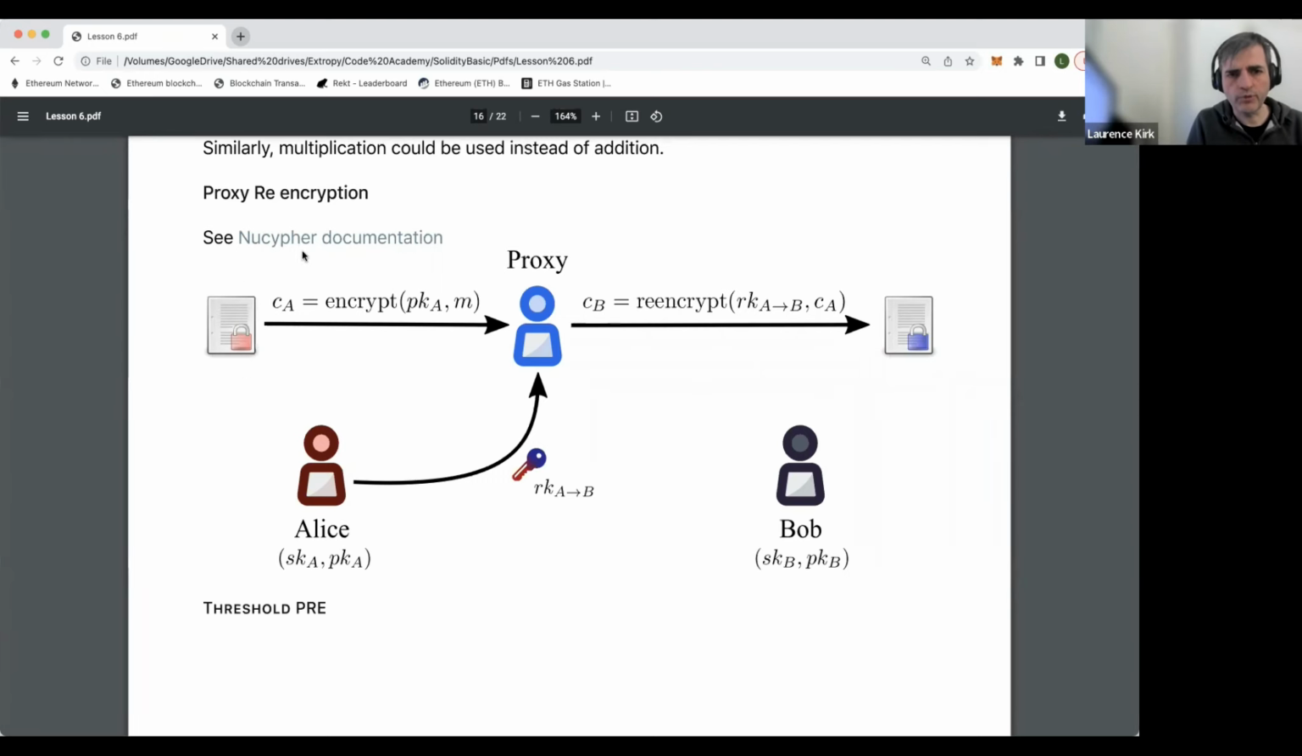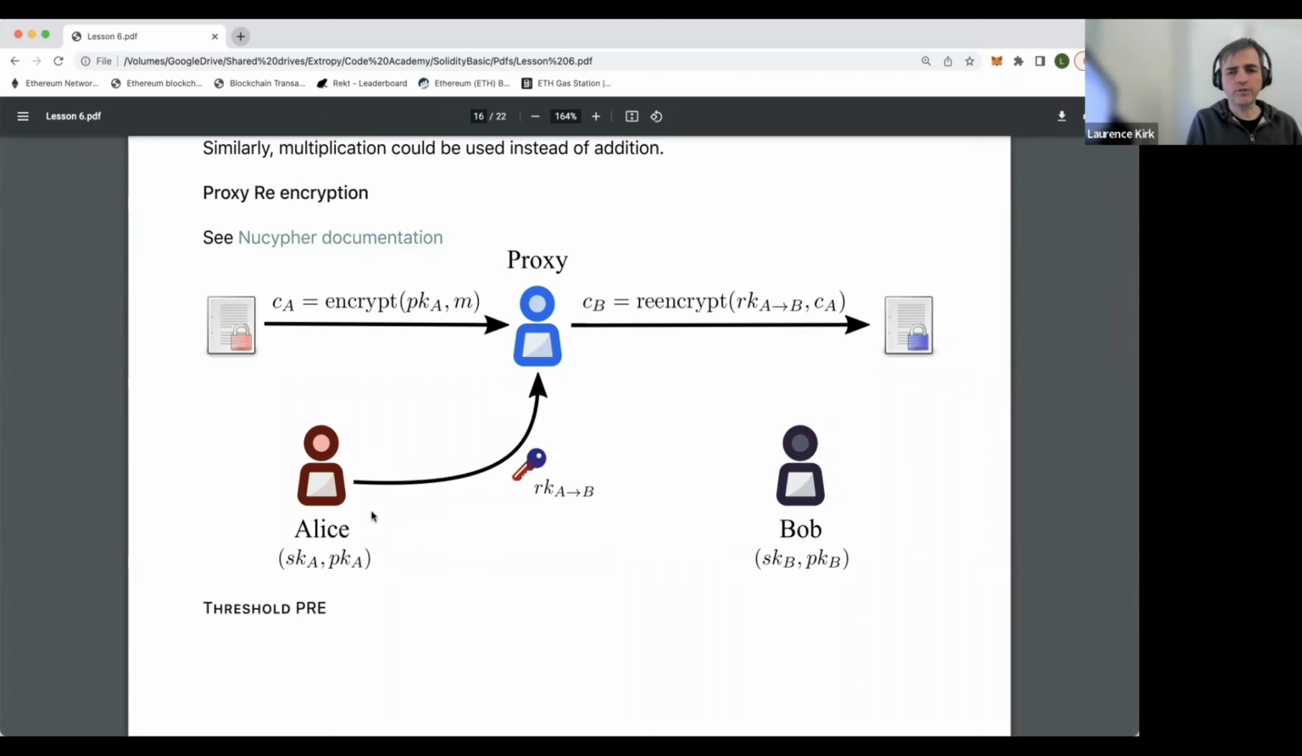So what proxy re-encryption allows Alice to do is that she can encrypt the data with her public key, so that only she can read this. She can send this encrypted data off to a third party, a proxy. And this third party, the proxy, is there to do the computation, the heavy work involved in this process.